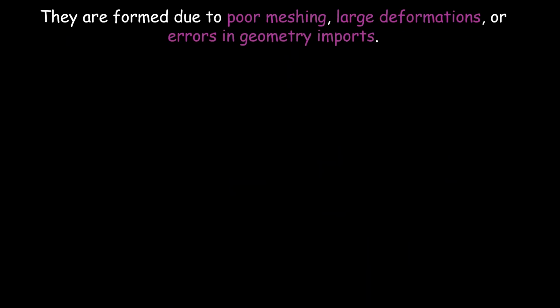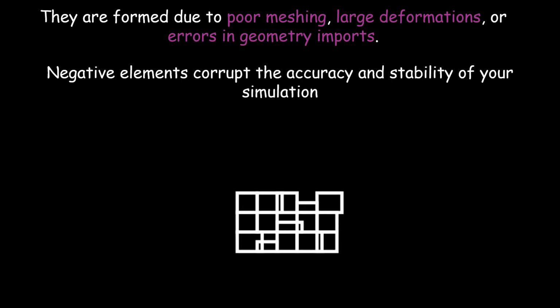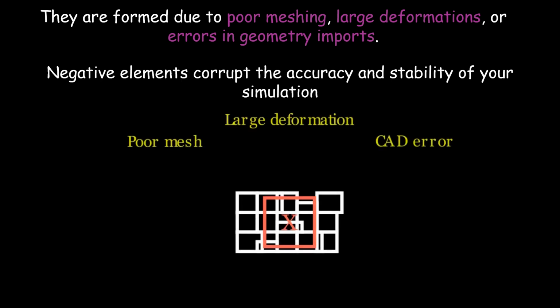So the next question is, how are negative elements formed? They are formed due to poor meshing, or sometimes large deformations if the material is too soft and you have too much force, or when there are errors in the geometry, or geometry issues like sharp features where the elements are too small or where the forces are too large. Basically, they corrupt the accuracy and stability of finite element simulations, and that means your simulation will not be successful and will be stopped midway.